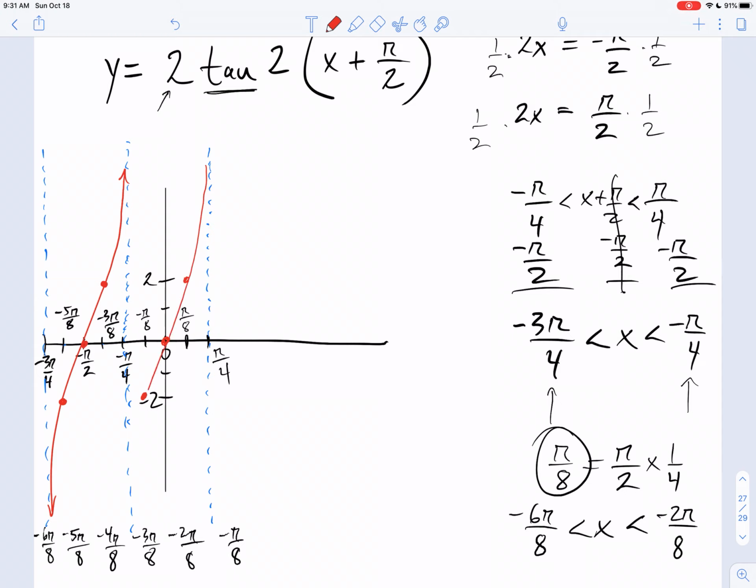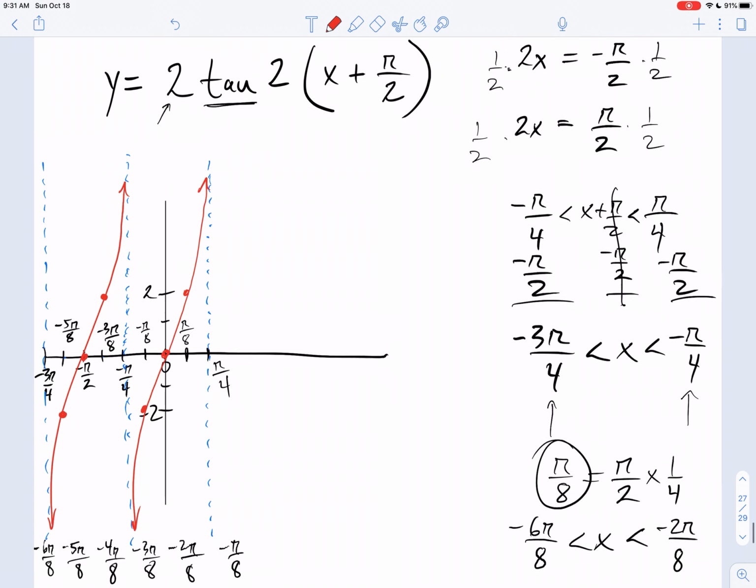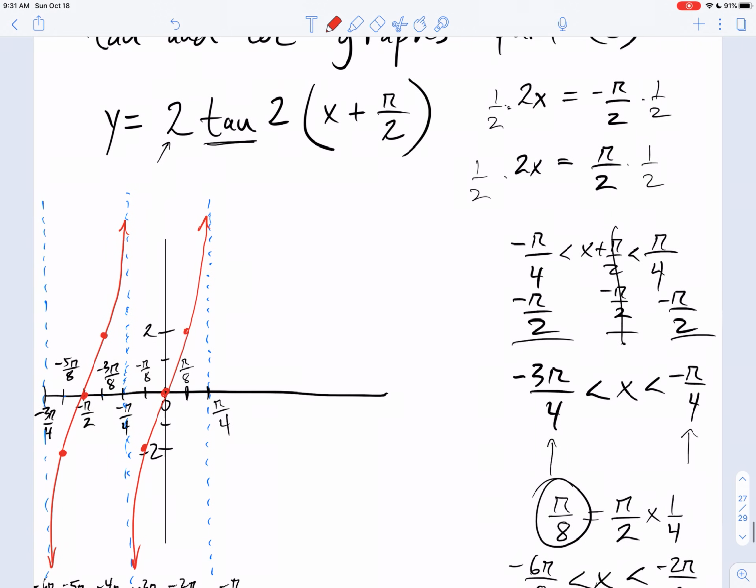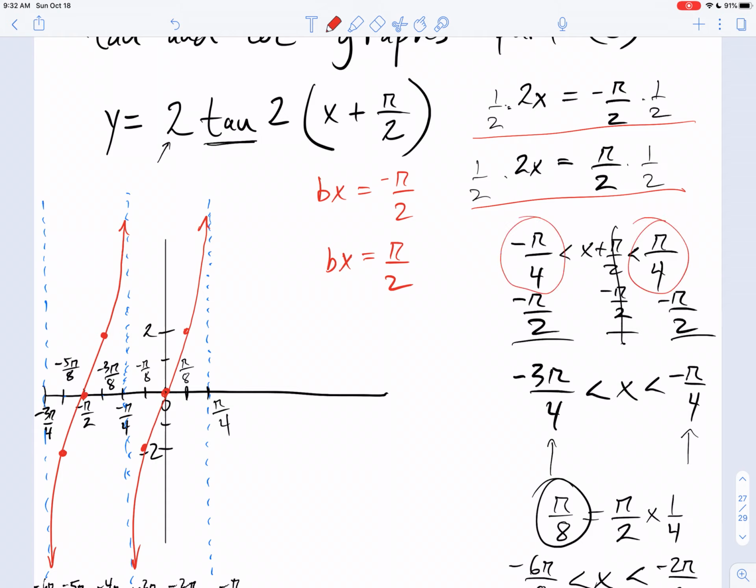Now, I've got 2 periods of this graph. And it has been shifted. So let's just go back through this one more time. Remember, a tangent graph, it's not 2 pi divided by b like a sine or a cosine. No, no, no. We do bx equals negative pi halves, and we do bx equals regular pi halves. So that was this stuff right here.